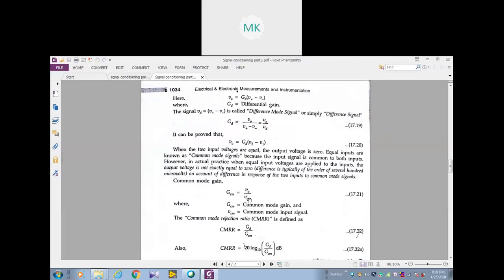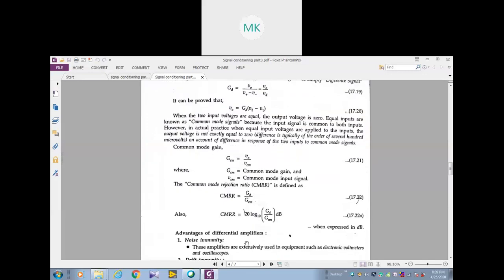Under the common mode condition, the common mode gain equals the output voltage divided by the common mode input voltage. Here GCM is the common mode gain and VCM is the common mode input voltage. The common mode rejection ratio is defined as the differential gain divided by the common mode gain. CMRR in decibels is 20 log base 10 of GD divided by GCM.